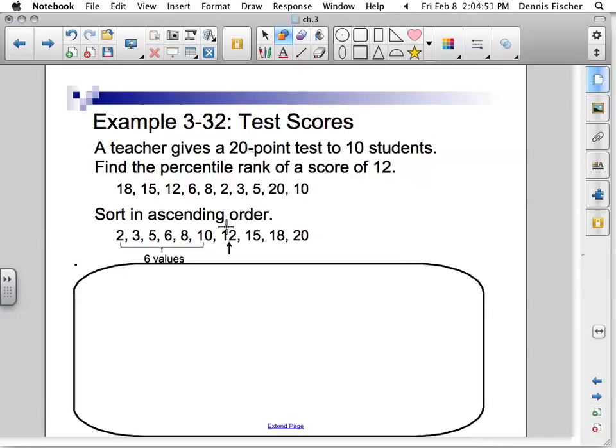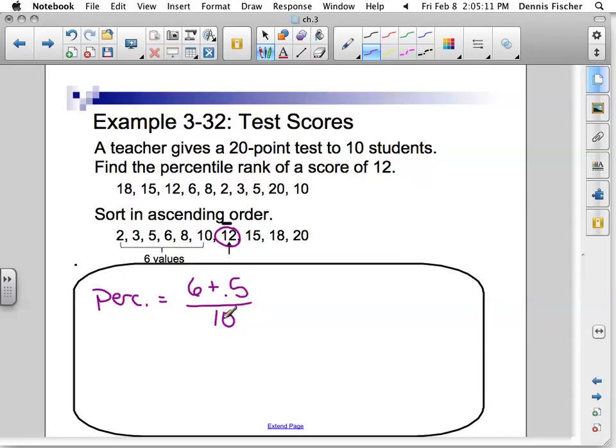If I want to figure out the percentile of this value right here, the percentile is equal to the number of values below. If you look down here, the number of values below is 6. So we're going to take 6 plus 0.5, divided by how many values there are? 10 values. Add them together, divide it out, we get 6.5 divided by 10. So that value would be at the 65th percentile.